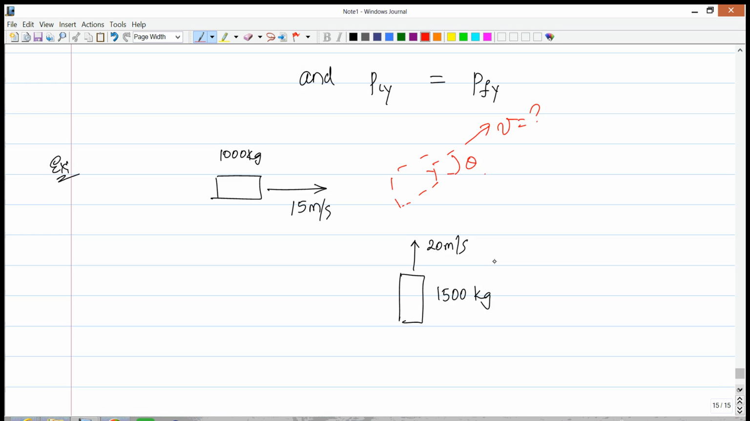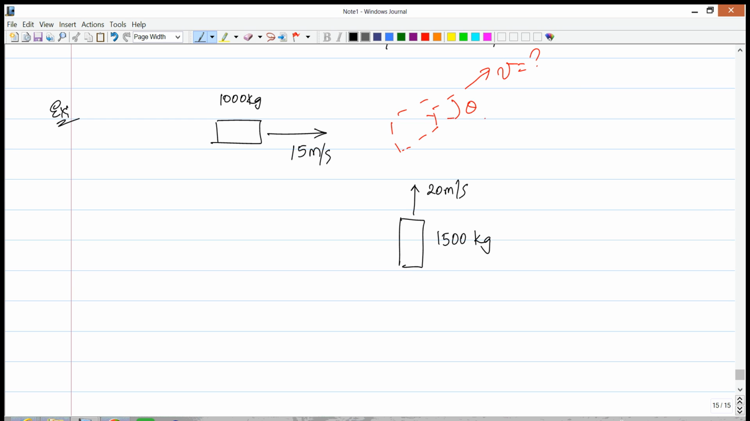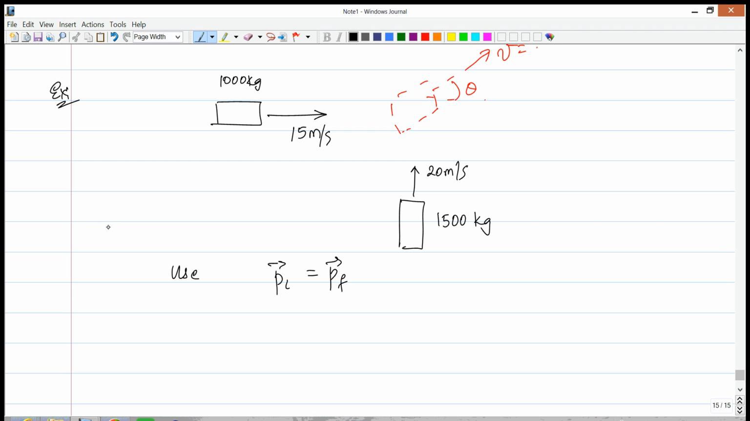Clearly we recognize that this is an inelastic collision problem, so we cannot assume kinetic energy conservation, but we're going to use Pi equals Pf. Momentum is going to be conserved in this problem. In order to do this, we'll do Pi equals Pf along the x direction. So first, Pix is equal to Pfx. That's what we'll use.